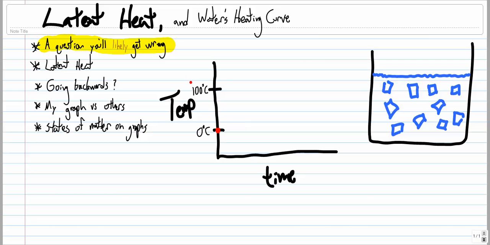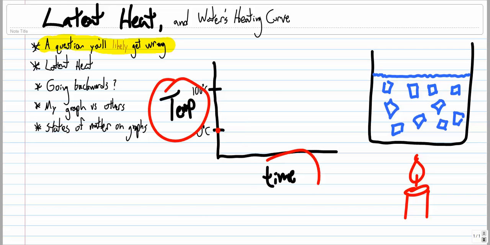But here's my question. What if we add a heat source? And I'm just going to draw a candle to represent a heat source. If we add a heat source, what is going to happen to the temperature as time passes? Well, what you're going to get wrong is that you're going to say, oh, the temperature is going to go up. And in the future, that's true. The temperature is going to go up, but it's not going to go up right away. As time passes, the temperature hangs around right here at 0.